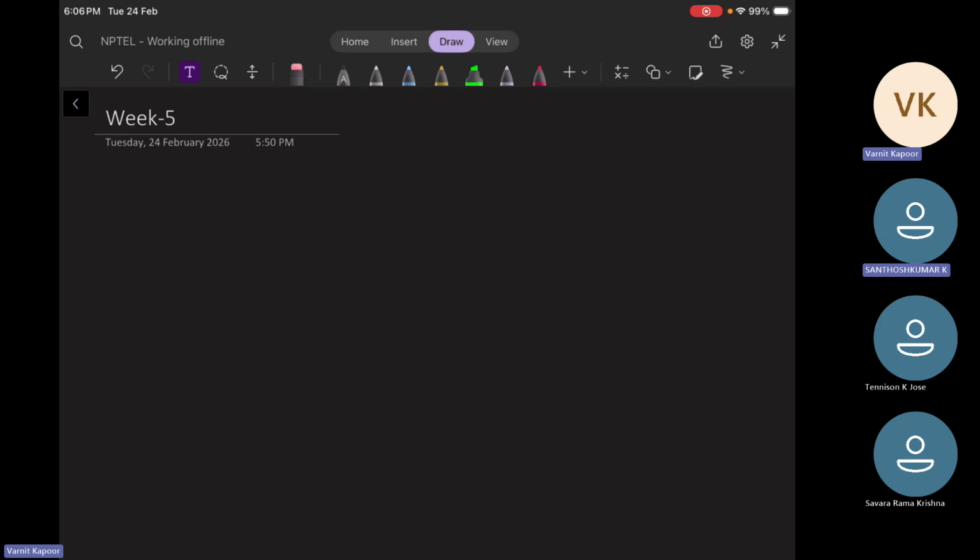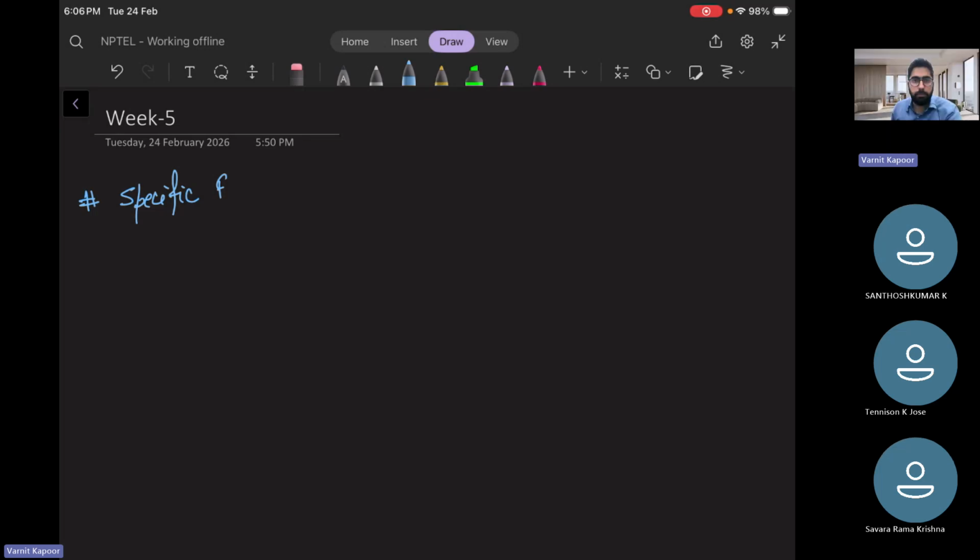Okay. So we discussed what is brake power, what is indicated power, what is mechanical efficiency, and mechanical efficiency in terms of mean effective pressures as well, brake mean effective pressure and indicated mean effective pressure. Now let's come to specific fuel consumption.